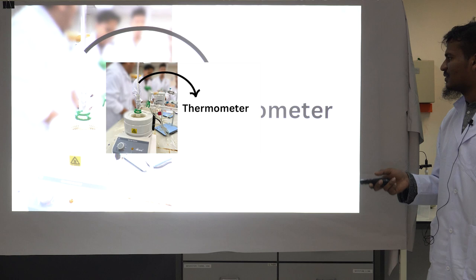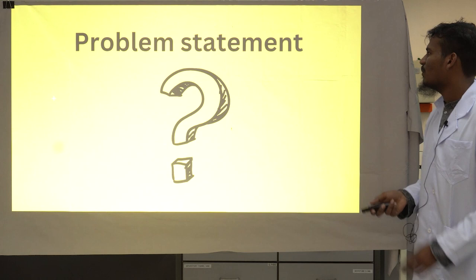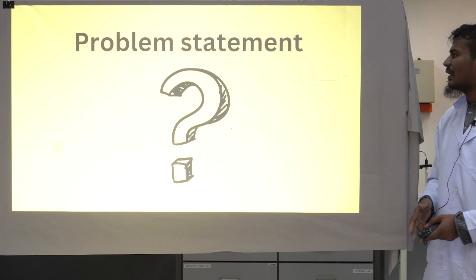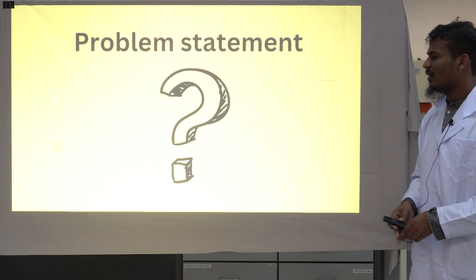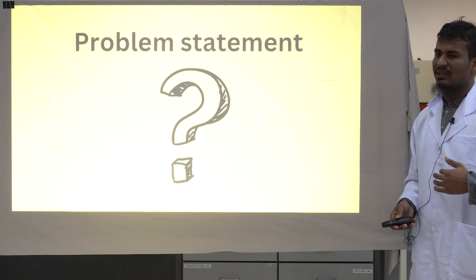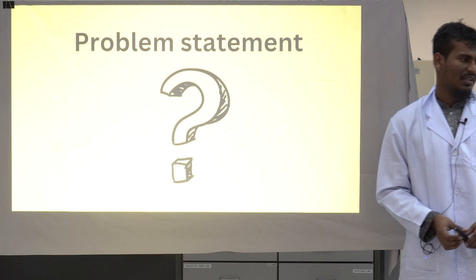And after that, what is the problem statement? Our problem is how to get the DCM after that whole process. First, we are going to use that basic setup, and we will heat it first, and then we'll get all the vapor, and after that cold water, then after that we'll get the DCM as a result. So I'll pass the floor to the next presenter so that he can present.